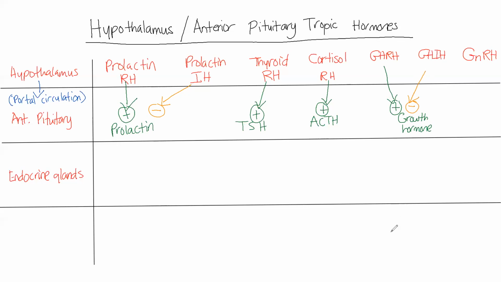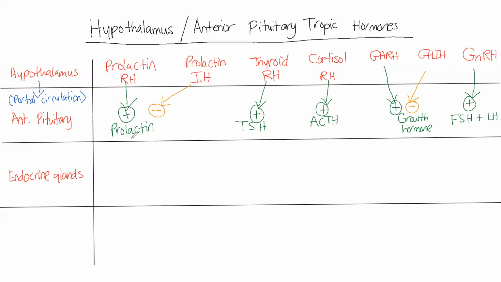And then the final trophic hormone from the hypothalamus here is GnRH, so gonadotropin releasing hormone. That is going to stimulate the production of two hormones, FSH and LH, from the anterior pituitary. FSH and LH, okay? And we'll talk about what they do in turn. Okay, let's talk about the tertiary endocrine glands that are affected by each of these hormones.